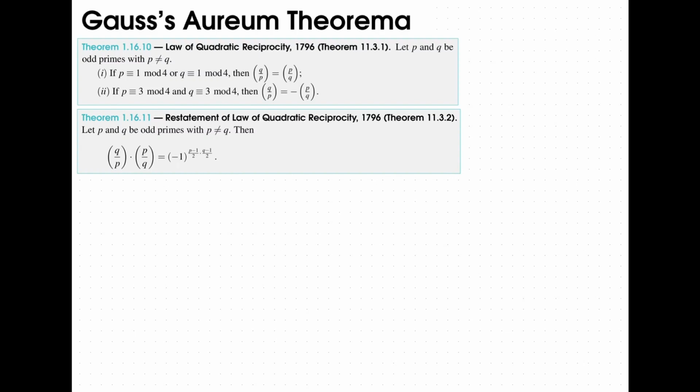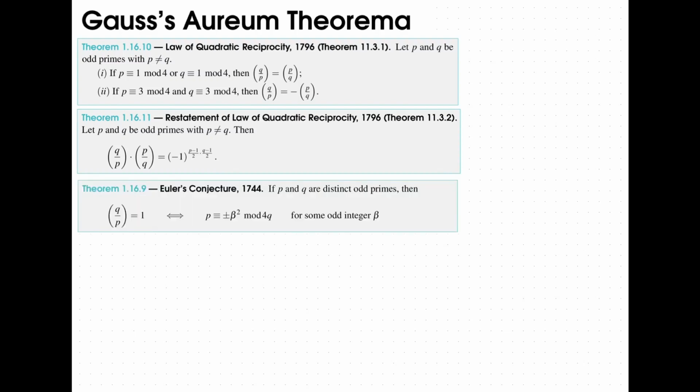The second form, which is the restatement, has a more compact feel to it. And what it says is that if we look at the product of the Legendre symbols q on p times p on q, then that's just going to be equal to -1 to the p minus 1 over 2 times q minus 1 over 2. And so we'll get some familiarity with working with this one. And of course they are equivalent to Euler's conjecture, which we have seen.